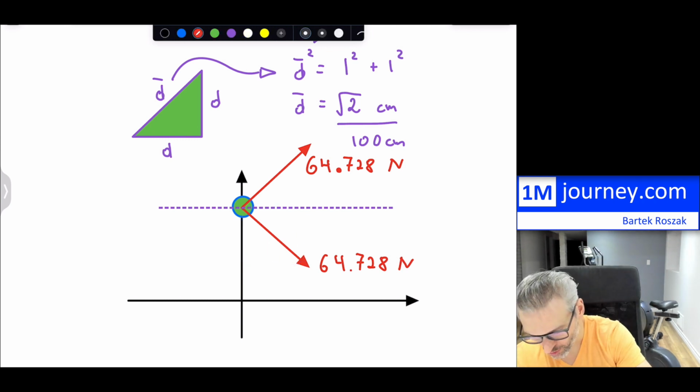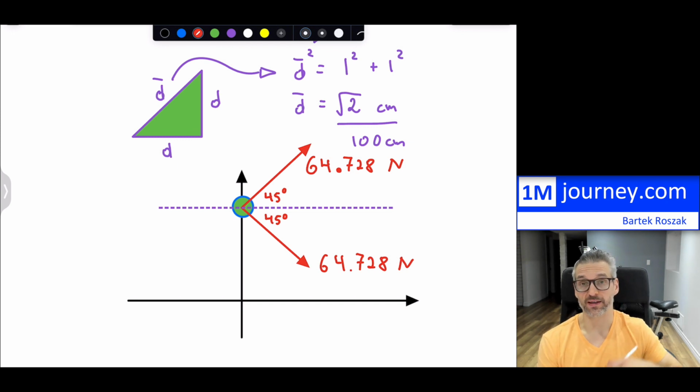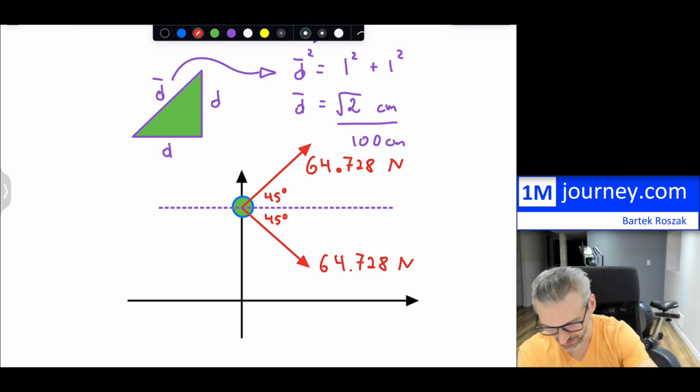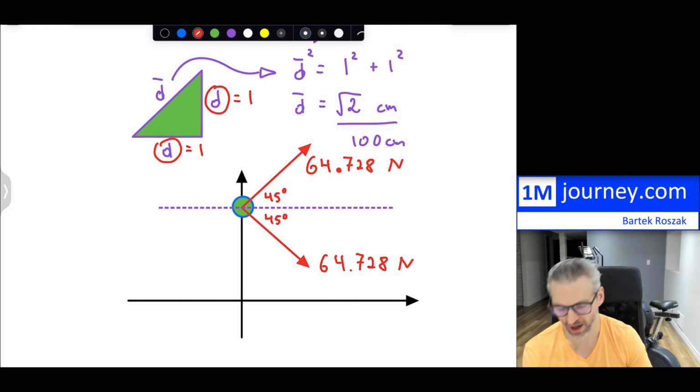Now, we know what the angle is. This is 45 degrees, because the distances are the same. So how do I know it's 45? Take a look here at the triangle. This is equal to 1 centimeter. This is equal to 1 centimeter as well.